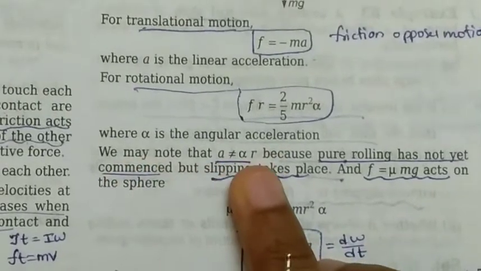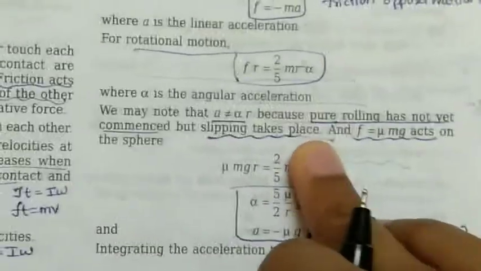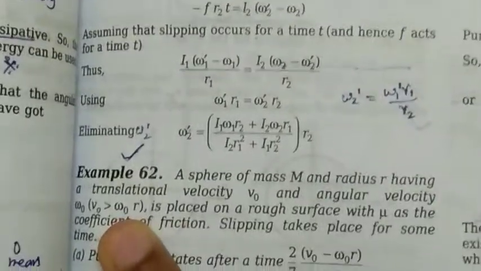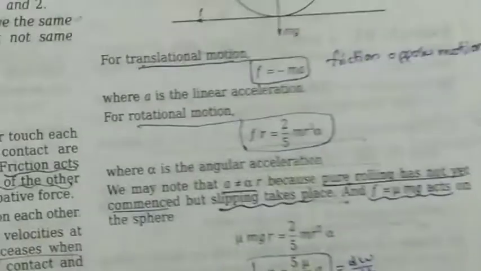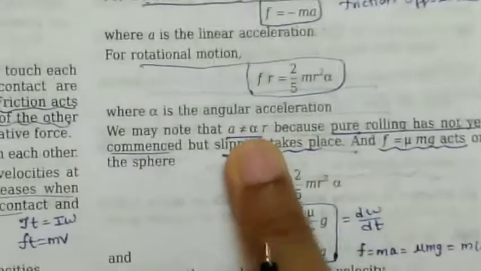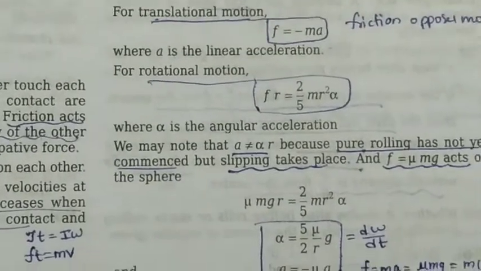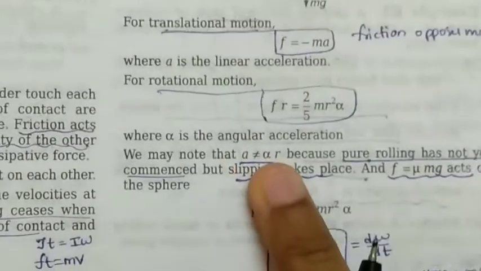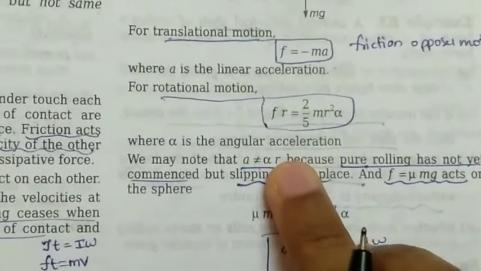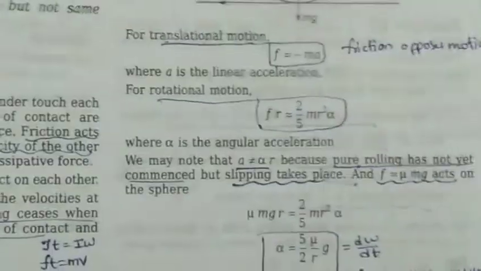We may note that a is not equal to r alpha, because pure rolling has not yet commenced, but slipping takes place. Just like v naught is greater than r omega naught initially, that means v naught is not equal to r omega naught, in the same manner, a is not equal to r alpha. If the sphere is slipping, the acceleration comes from both the slipping as well as the rotational motion of the sphere. Hence a is not equal to r alpha.